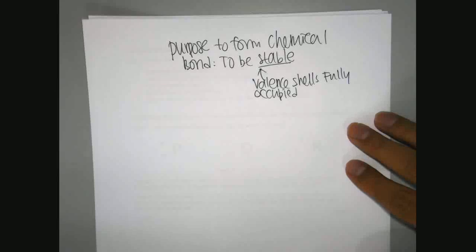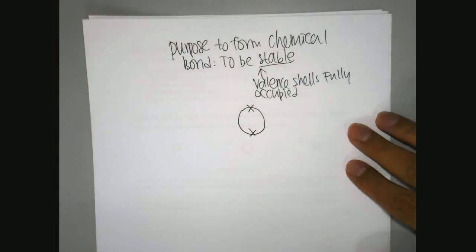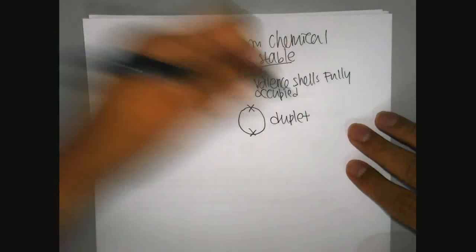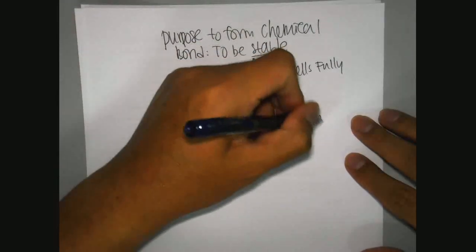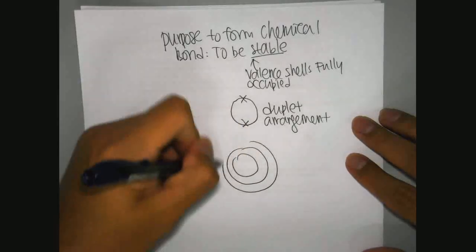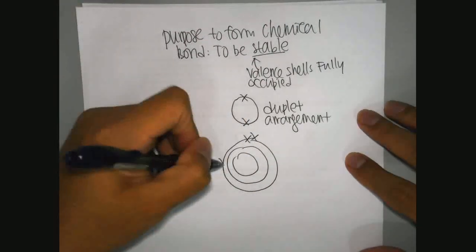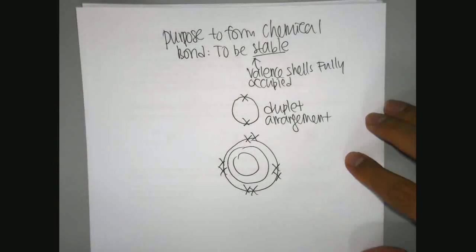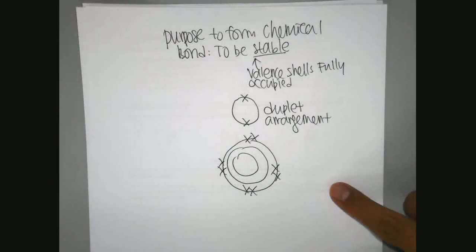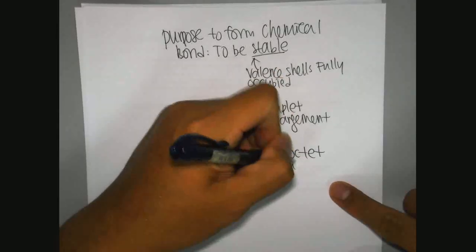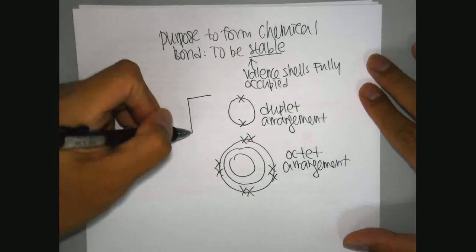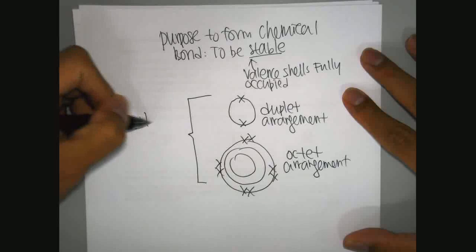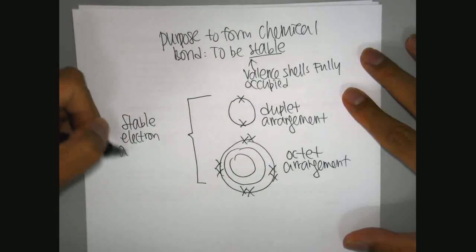Here you have to learn two words. If you only have one shell and that shell is fully occupied with 2 electrons, you can call this a duplet arrangement. Meanwhile, if you have more than one shell, you need 8 electrons in order to be stable. In this case, we call this an octet arrangement. So no matter duplet or octet, we classify them as stable electron arrangement.